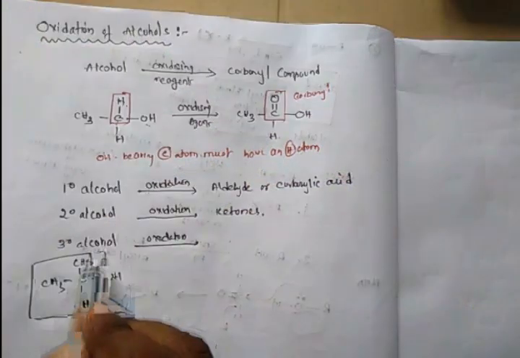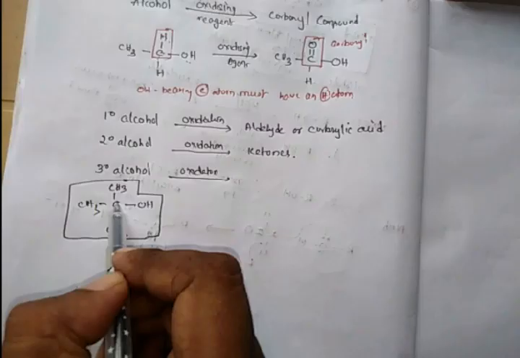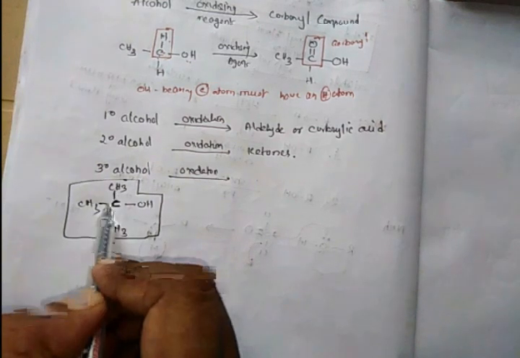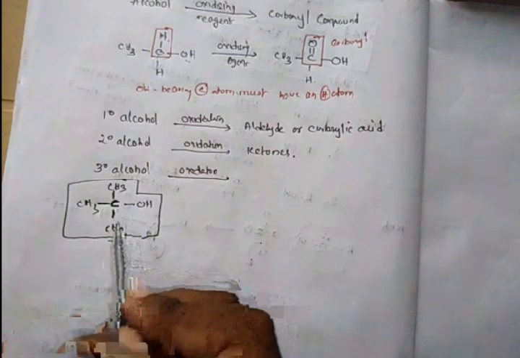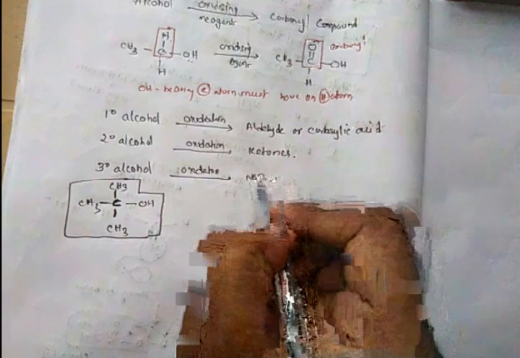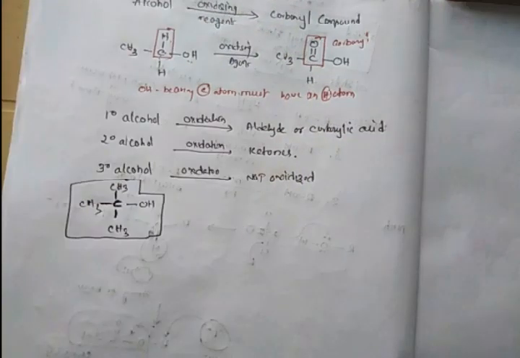When you treat a tertiary alcohol on oxidation, we see the structure of the tertiary alcohol: there is an OH group, CH3. This is tertiary butyl alcohol. So in this tertiary butyl alcohol, there is no hydrogen atom. Is there any possibility of having a hydrogen atom on this carbon atom? No, there is no hydrogen atom. As a result, this tertiary alcohol is not oxidized, as there is no hydrogen atom on the carbon atom having the hydroxyl group.